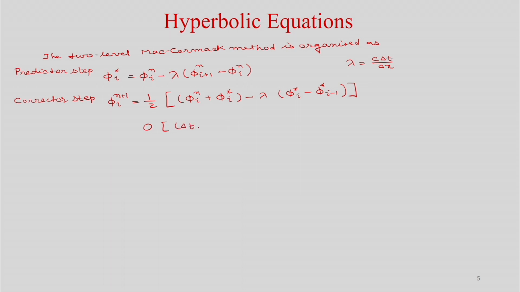So, order of accuracy is delta t square and delta x square. But if you do the von Neumann stability analysis of this method, then you will find that it is conditionally stable, okay, and the condition is Courant number should be less than or equal to 1. So, it is conditionally stable and the condition is lambda should be less than or equal to 1.